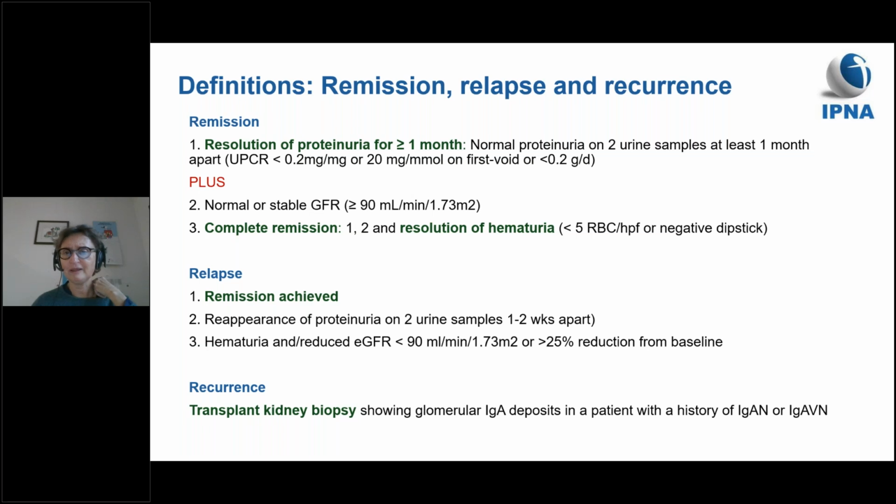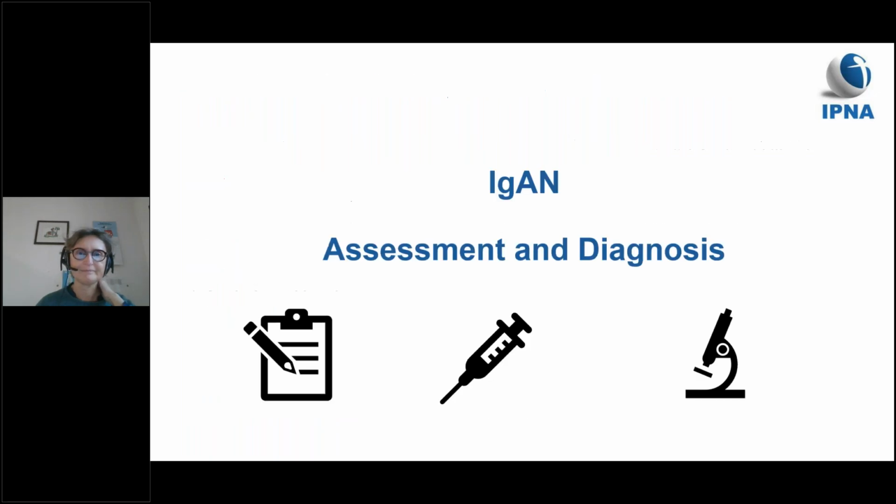In terms of patients who have lost their kidney function and been transplanted for IgA nephropathy, we defined recurrence as a transplant kidney biopsy showing glomerular IgA deposits in a patient who previously, on his native kidneys, had a history of IgAN or IgA vasculitis with nephritis. So on a transplant kidney biopsy, a recurrence is diagnosed purely on histological grounds.